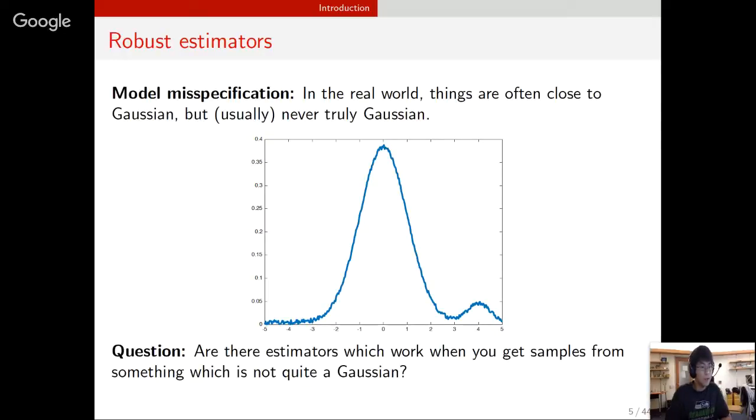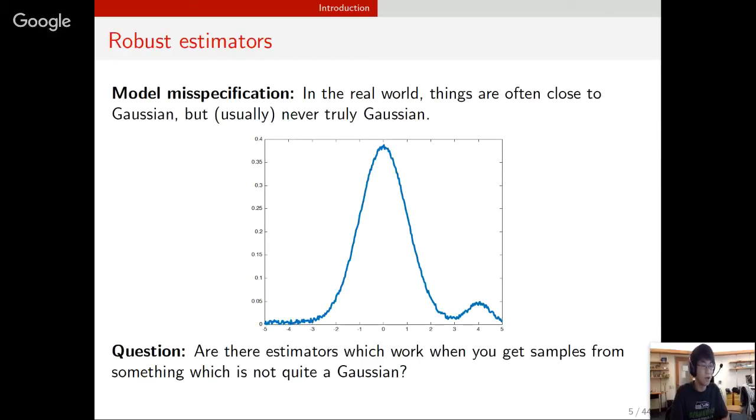And now the question is, okay, I have these estimators which work beautifully for Gaussians, but do they still work when I get samples from something which is not quite a Gaussian, something which is in the neighborhood, perhaps, of a Gaussian? Okay? So to formalize this notion of Gaussian plus noise, I need some notion of what it means to be corrupted.